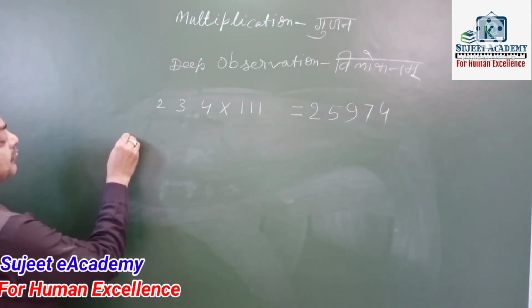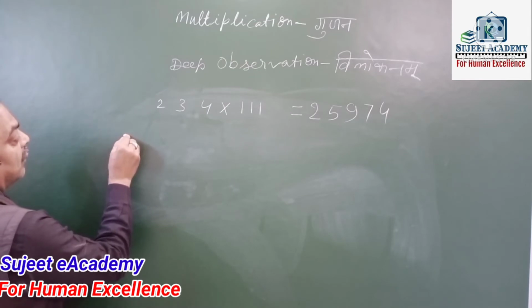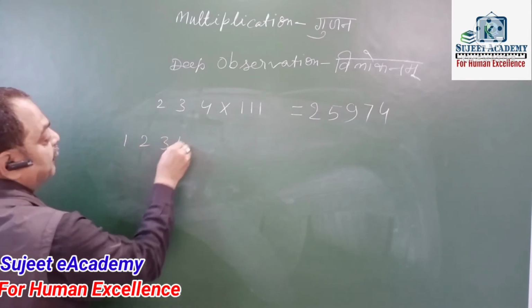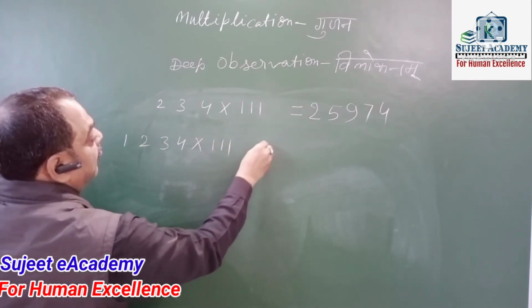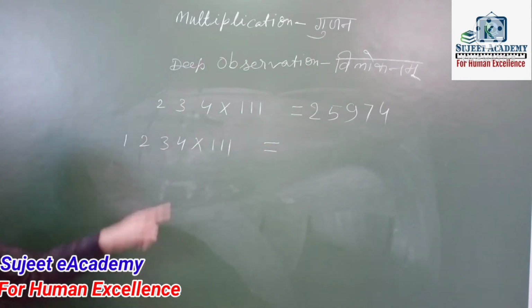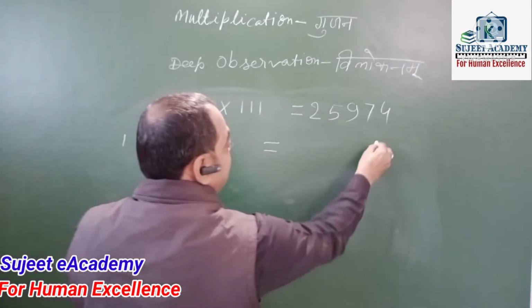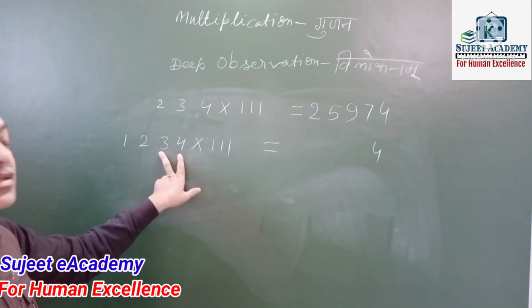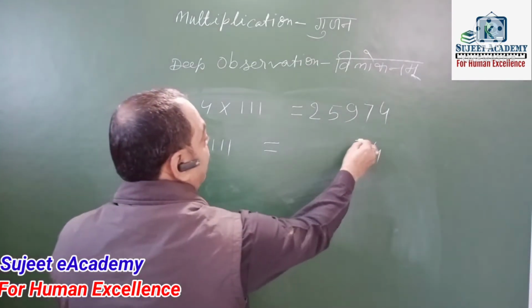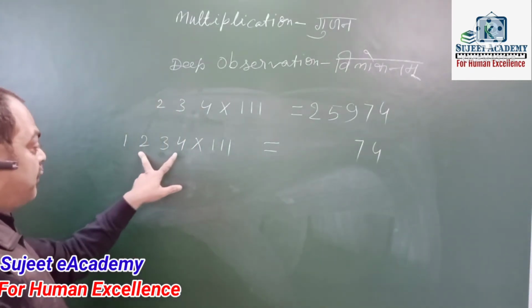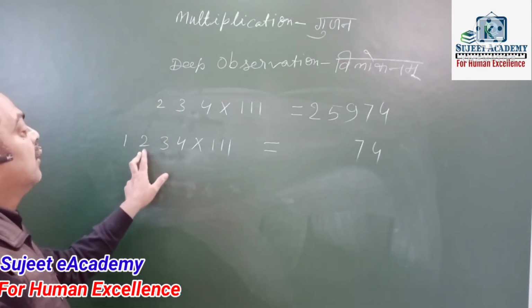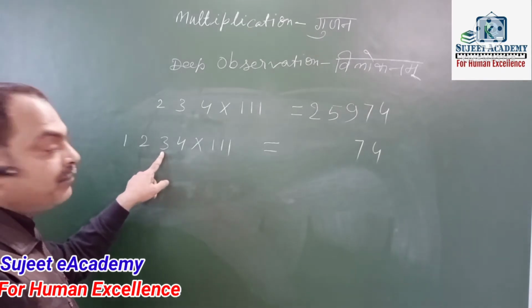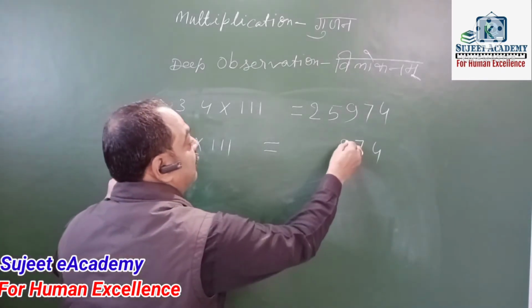Next one. 1234 multiplied by 111. You put 4 at the single unit place value. After that you sum these two numbers, 3 plus 4 is 7. After these three numbers, 4 plus 3 is 7, plus 2 is 9.